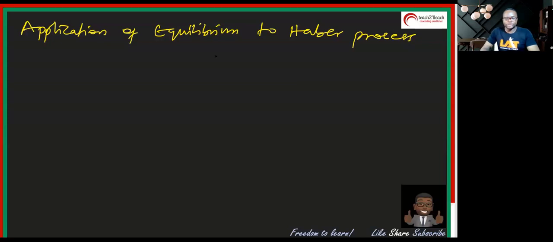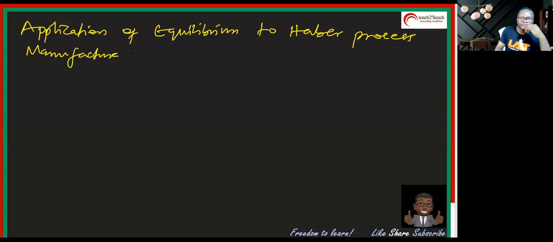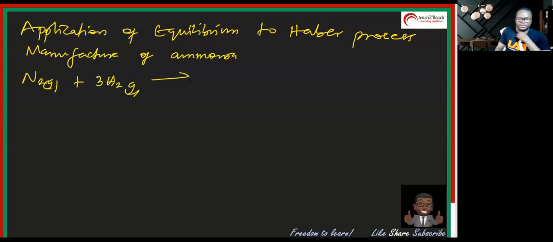So I want to see if you can recall anything about the manufacture of ammonia. What would be your raw material? It's nitrogen and hydrogen. So in industry, ammonia is manufactured from nitrogen and what? And hydrogen, right? That gives you 2NH3. So that's a gaseous system.